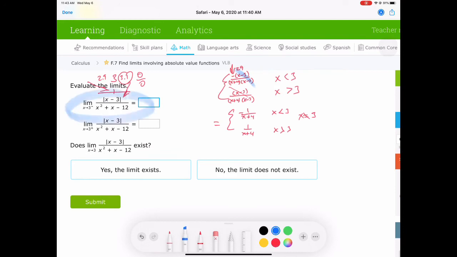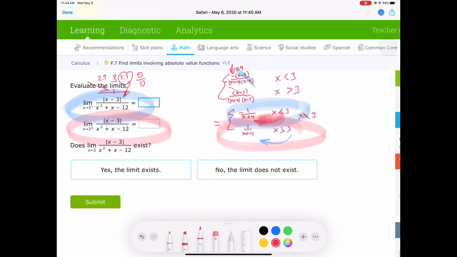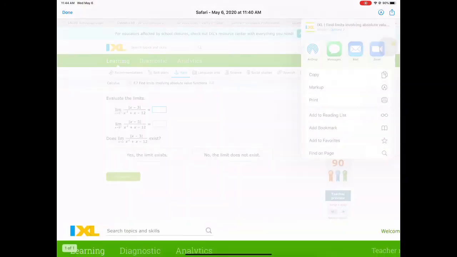So when we go ahead and start plugging in our values, the left version corresponds to our top piecewise function, and our right version corresponds to the bottom because x is greater than 3. It's all the right side of it. So we're going to plug in x is 3. Negative 1 over 3 plus 4 is going to give us negative 1 over 7. And same thing for the bottom. If I plug in the 3, it'll be a positive 1 over 3 plus 4, which is positive 1 over 7. So negative 1 over 7 and positive 1 over 7.